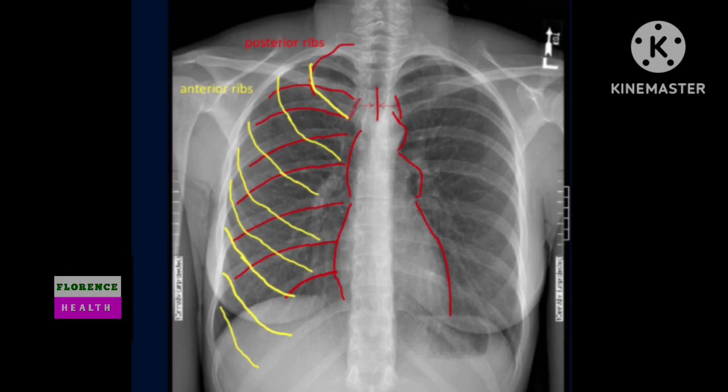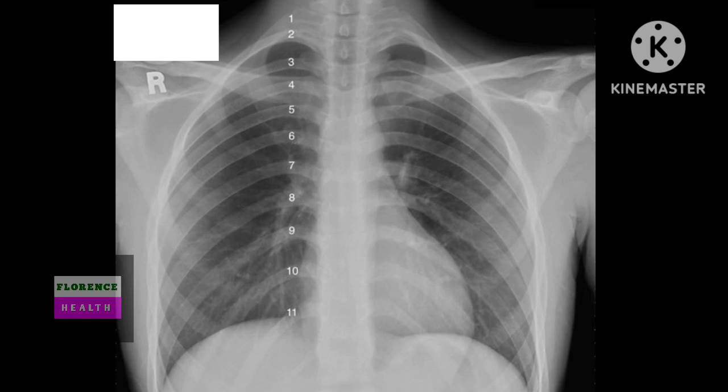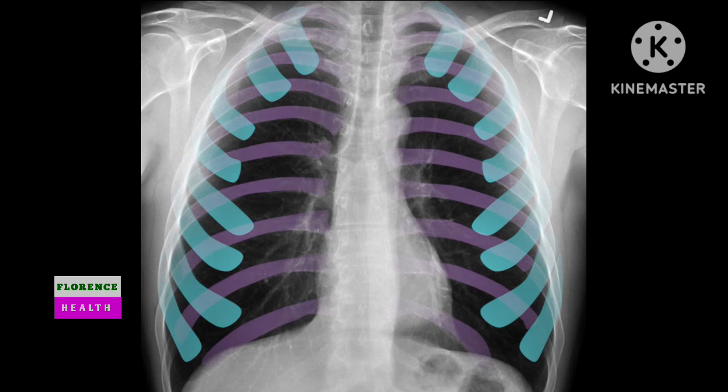Look at the impressions of anterior and posterior ribs. Posterior ribs are more or less horizontal, but anterior ribs are more or less inclined in comparison to posterior ribs. Look at how to count posterior ribs from 1 to 11. As I have already told, posterior ribs are more or less horizontal and anterior ribs are inclined.